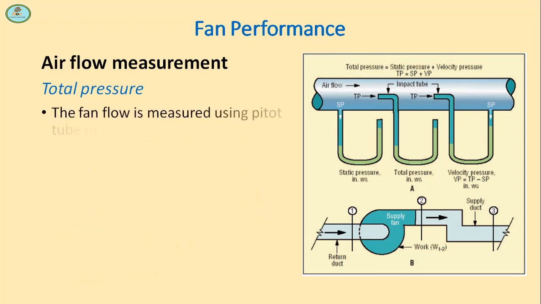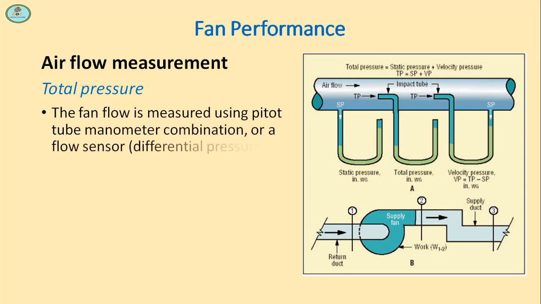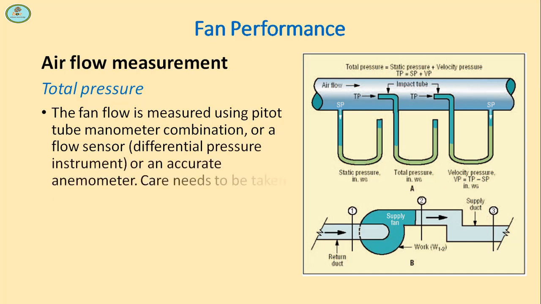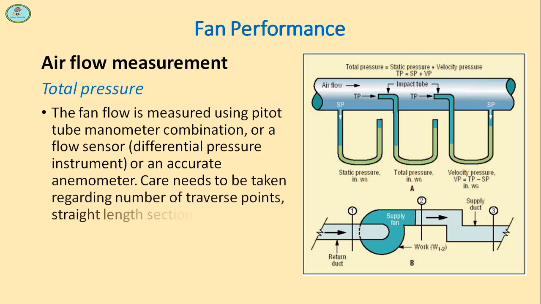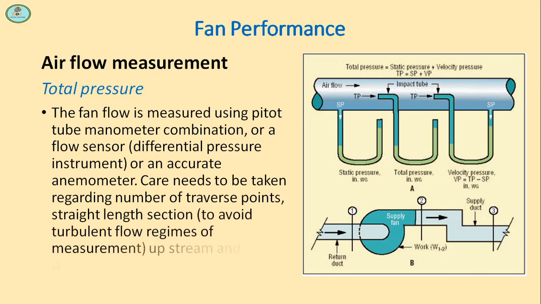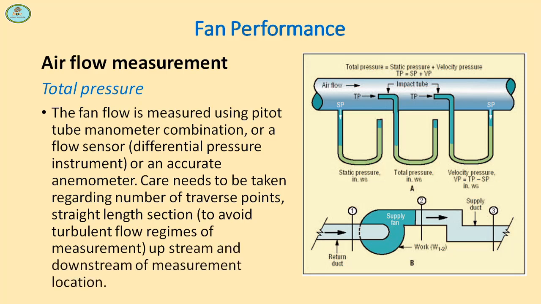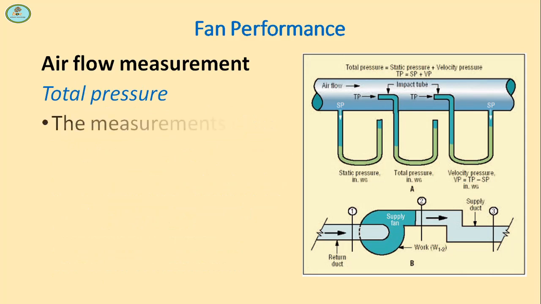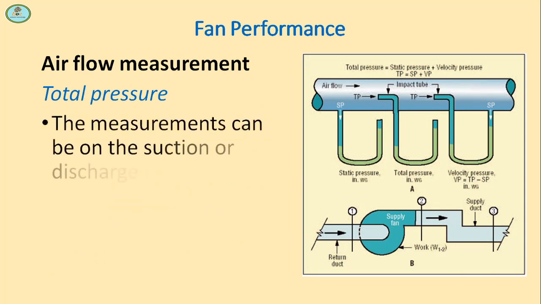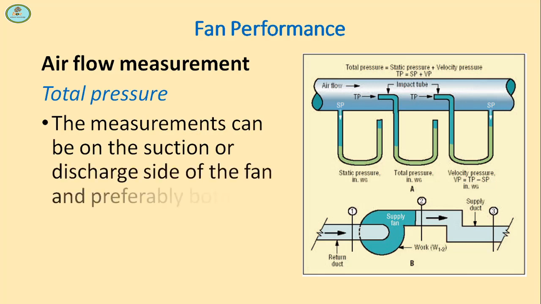The fan flow is measured using a pitot tube and manometer combination, or a flow sensor, differential pressure instrument, or an accurate anemometer. Care needs to be taken regarding the number of traverse points and the straight length section to avoid turbulent flow regime of measurement, upstream and downstream of the measurement location. The measurements can be on the suction or discharge side of the fan, and preferably both where possible.